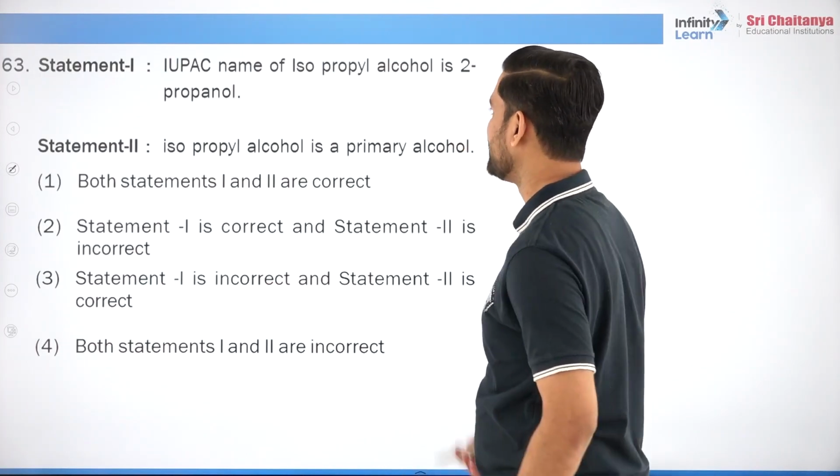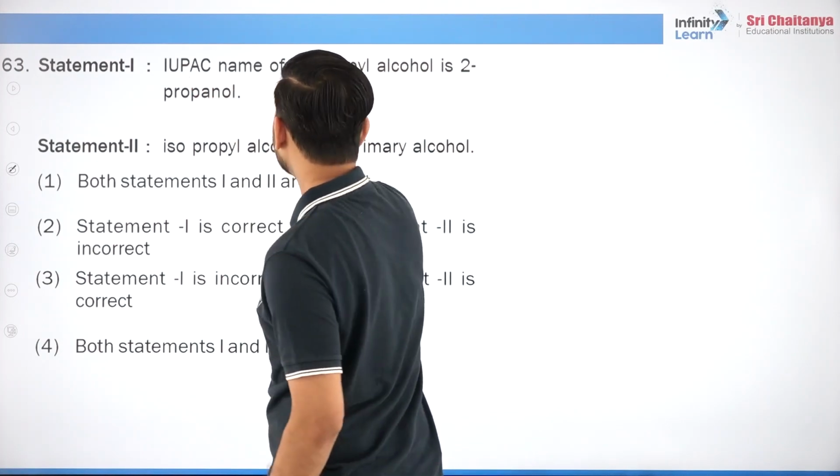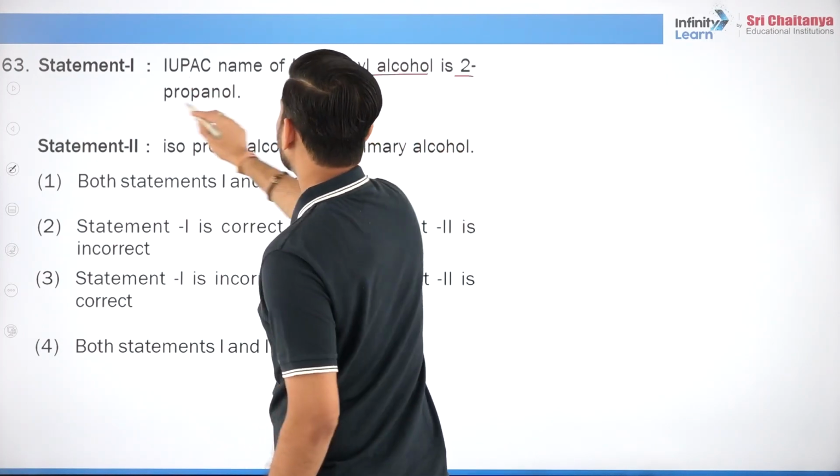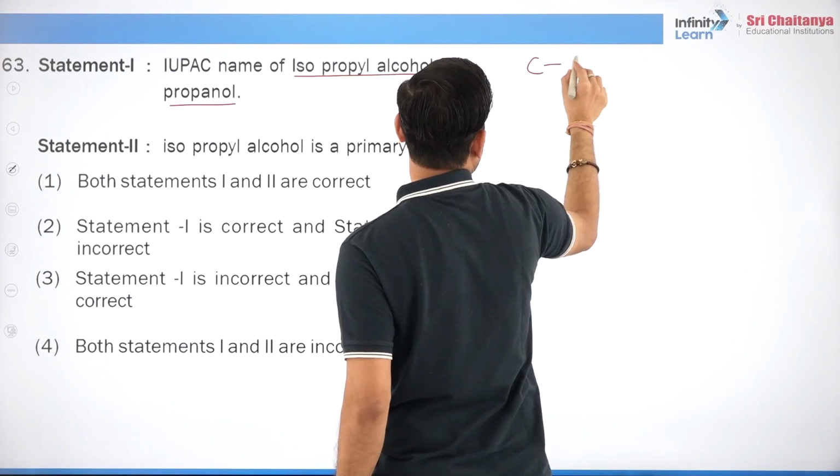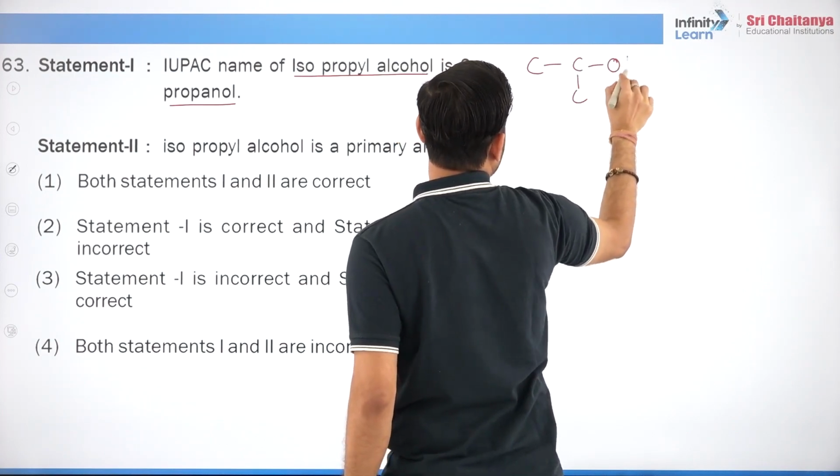Talking about question number 63. The IUPAC name of isopropyl alcohol is 2-propanol. So isopropyl alcohol will be this, right?